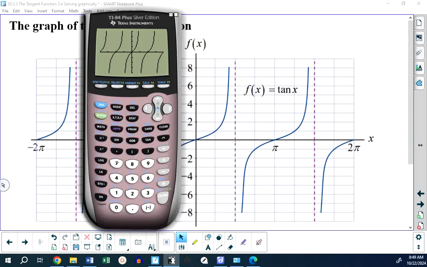One last thing here before I get to this graph in detail. If you go to your window settings, when you go zoom trig, and I don't know why the TI family of calculators does this, it doesn't go from negative 360 to 360. So if you want to see an identical image to kind of what I'm looking at on your note package, then we can change this to negative 360 and this to 360. And I hope you understand that 360 is 2 pi. So we're looking at the same graph.